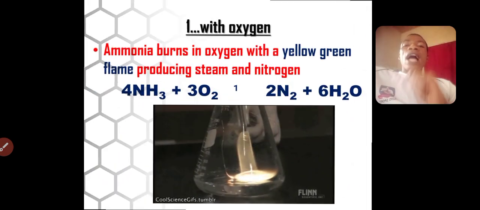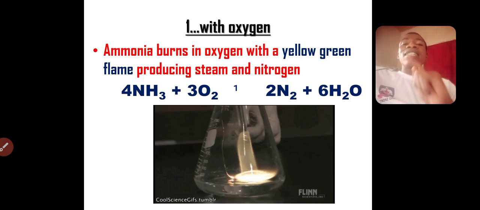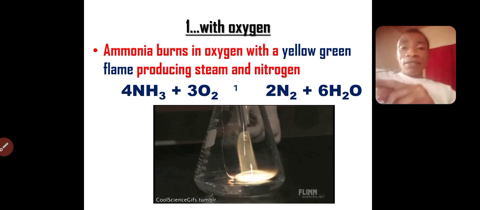Number one, ammonia burns in oxygen with a yellow-green flame. Take note of the flame color of ammonia. When it burns with oxygen like that, it produces steam and nitrogen. However, the product that ammonia forms when it reacts with oxygen depends on whether you use a catalyst or not. If you don't use a catalyst, your product will be nitrogen and steam.